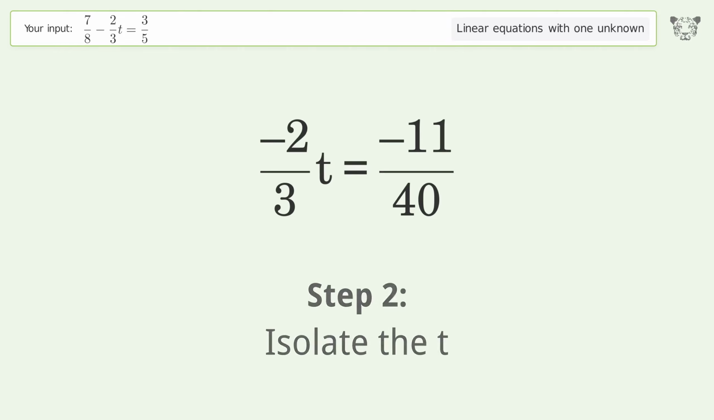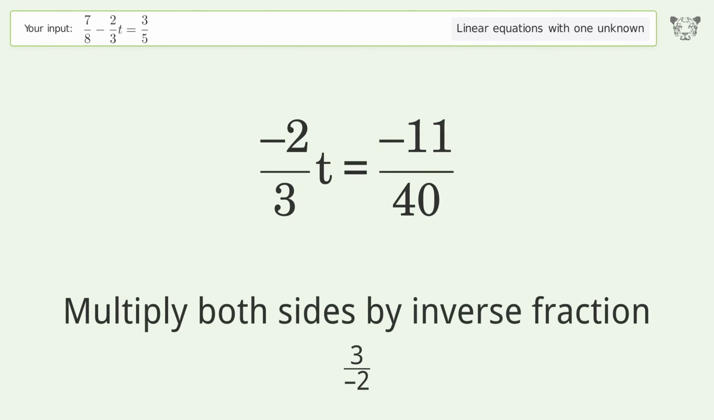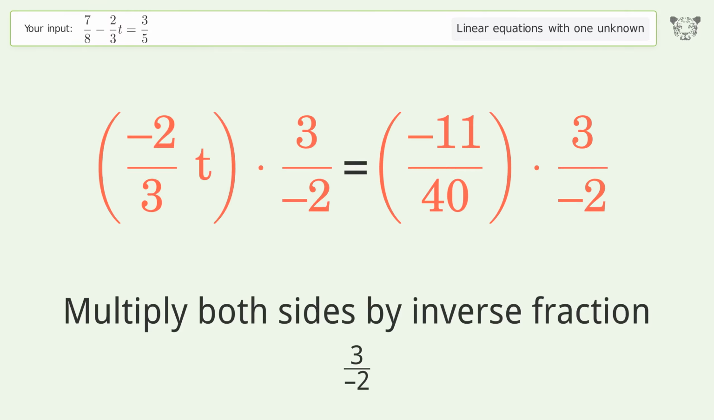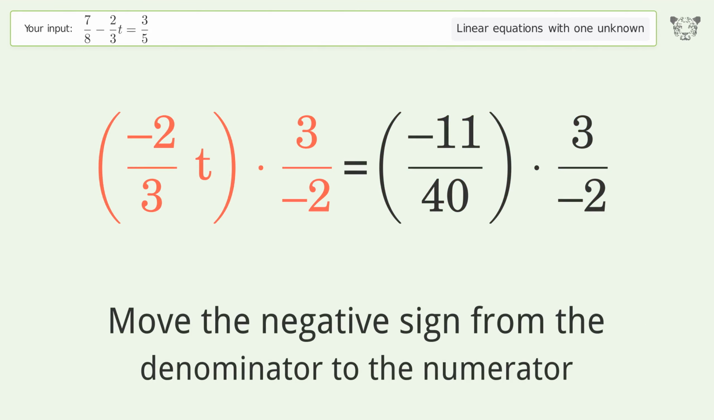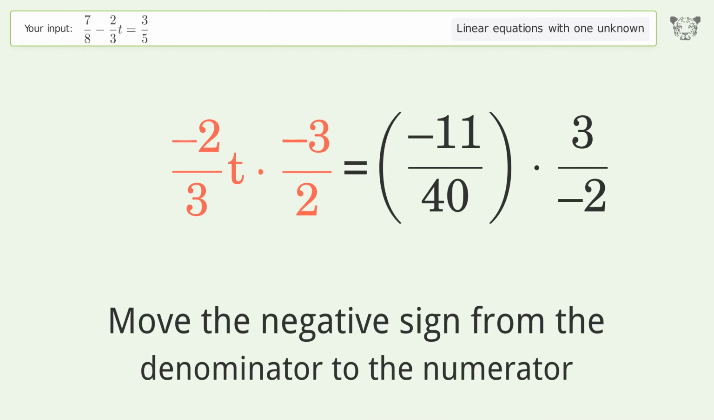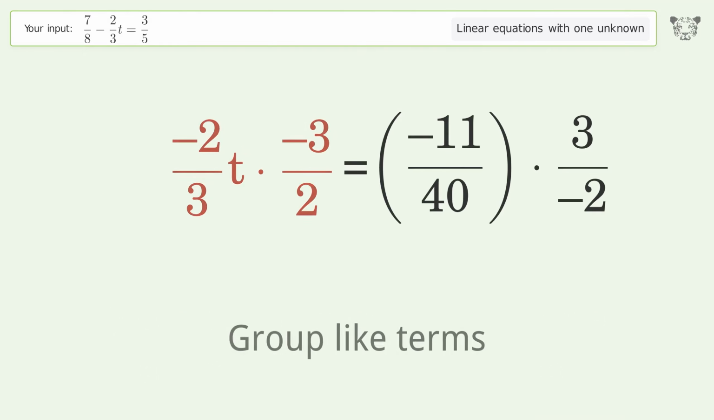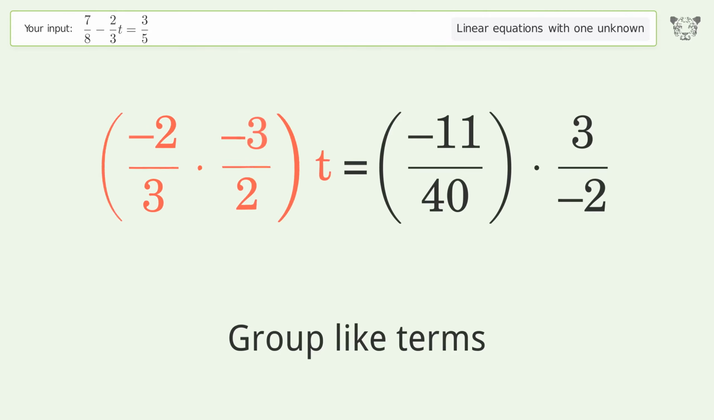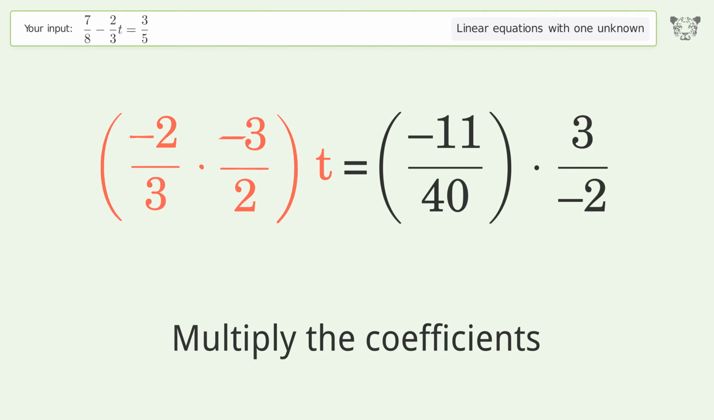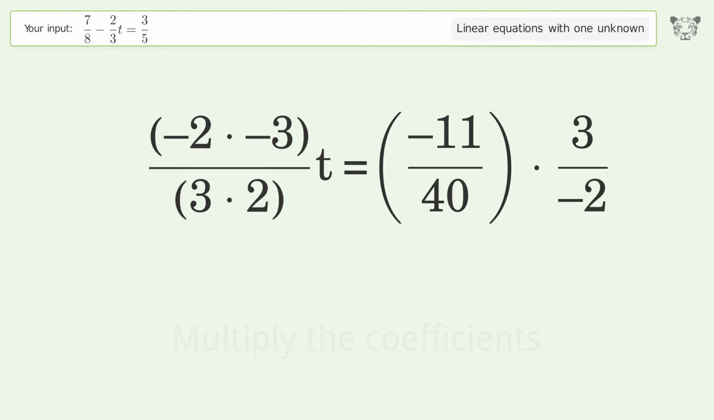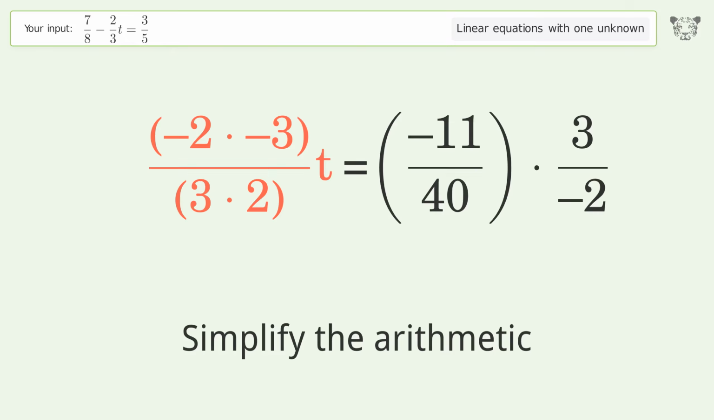Isolate the t. Multiply both sides by inverse fraction 3 over -2. Move the negative sign from the denominator to the numerator. Group like terms. Multiply the coefficients. Simplify the arithmetic.